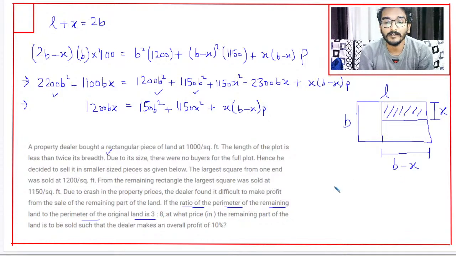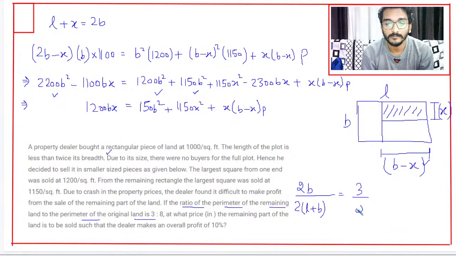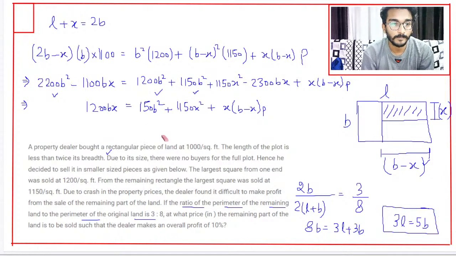So the ratio of perimeter of the remaining length. How much is the remaining length? x and b minus x. So what is the perimeter of that? When I add these two, I will get b. So the perimeter is 2b. Initial perimeter is twice of L plus b. And the ratio is how much? 3 is to 8. So there we get a relation, that is 8b equals 3L plus 3b. I can say 3L equals 5b. So this relation we were missing.